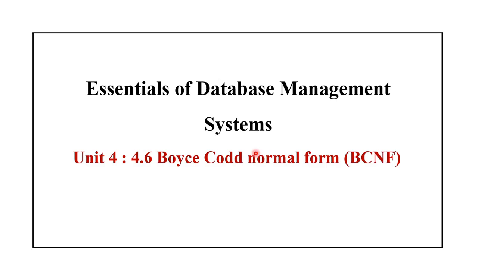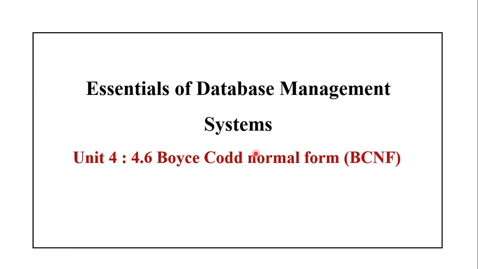Welcome back. In this session, we will be discussing Boyce-Codd Normal Form, that is BCNF. It is in between third and fourth normal form. So after third normal form, we have this one. Actually, this BCNF is a stricter version of your third normal form.